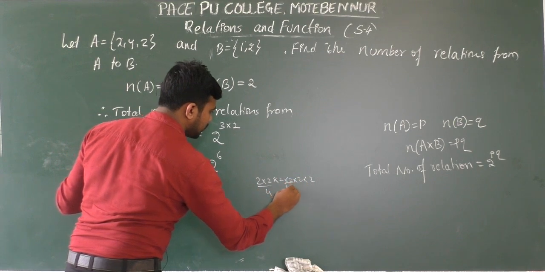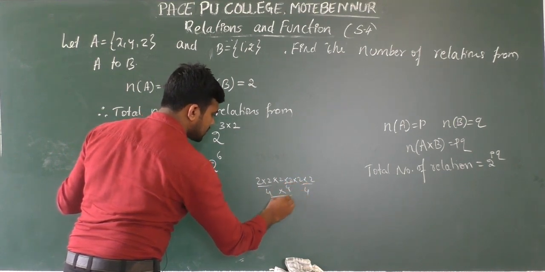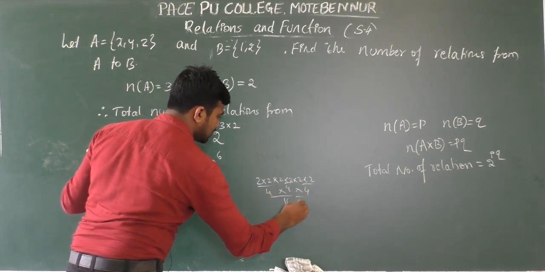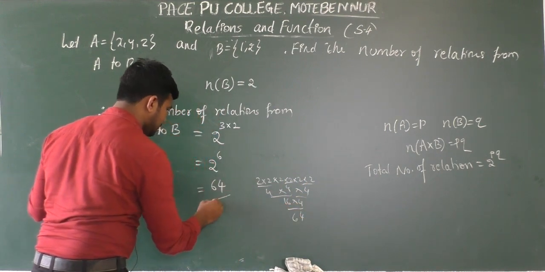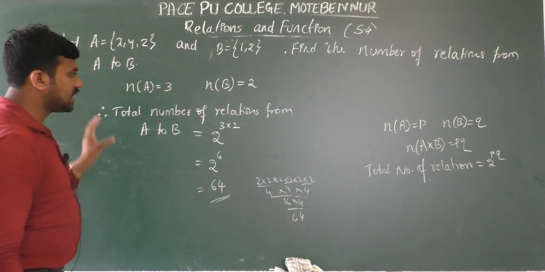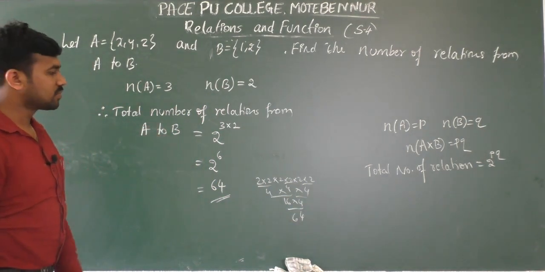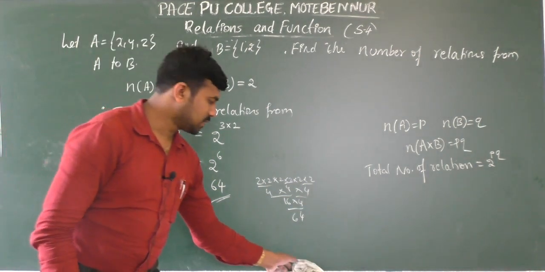You can multiply to check: 4 into 4 is 16, 16 into 4 is 64. Okay, like this. So 64 relations are possible here.